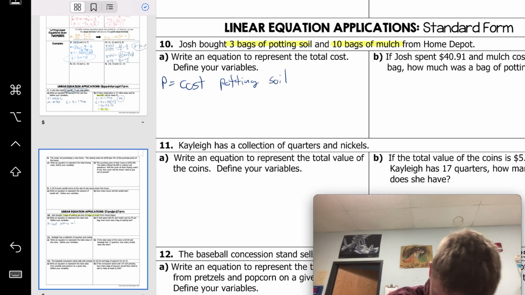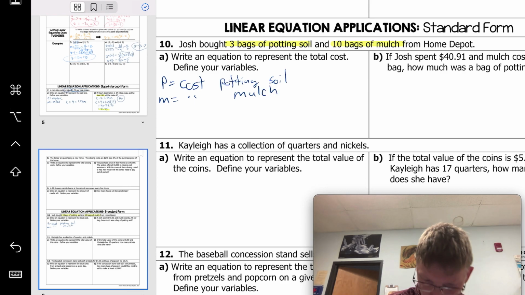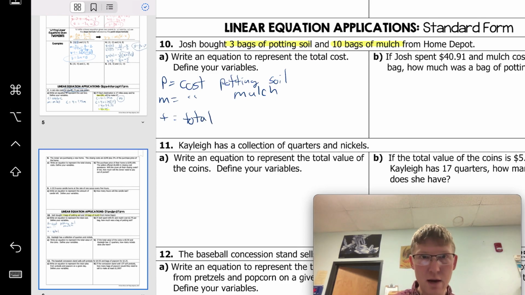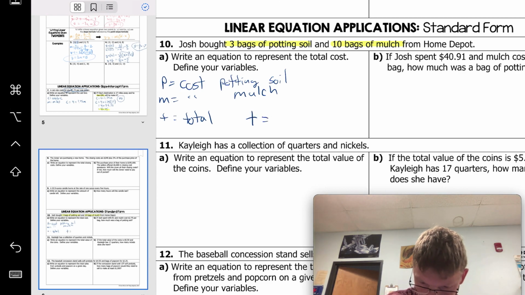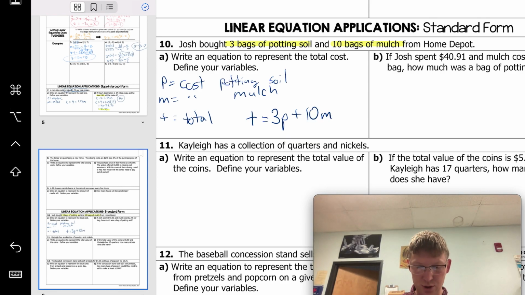And then bags of mulch? We'll say M is the cost of mulch. And then, we can say T is total cost. So then we put that all together, our equation is going to look like our total cost is equal to 3 times the cost of potting soil plus 10 times the cost of our mulch. So there is our equation.